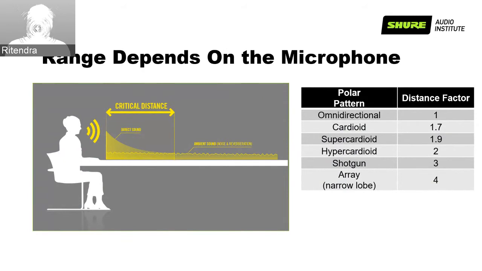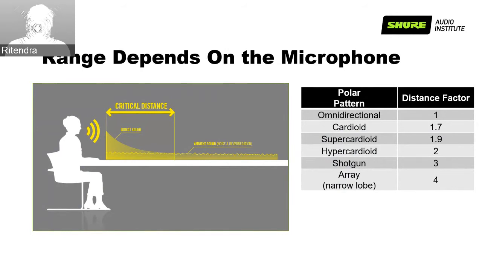Since a directional microphone by nature rejects sounds outside the pickup pattern area, a cardioid microphone has a critical distance 1.7 times the distance of an omnidirectional microphone from the sound source. When the Shure MXA910 ceiling array microphone is set to a narrow width, it has a value of 4 due to its highly directional lobe pattern.